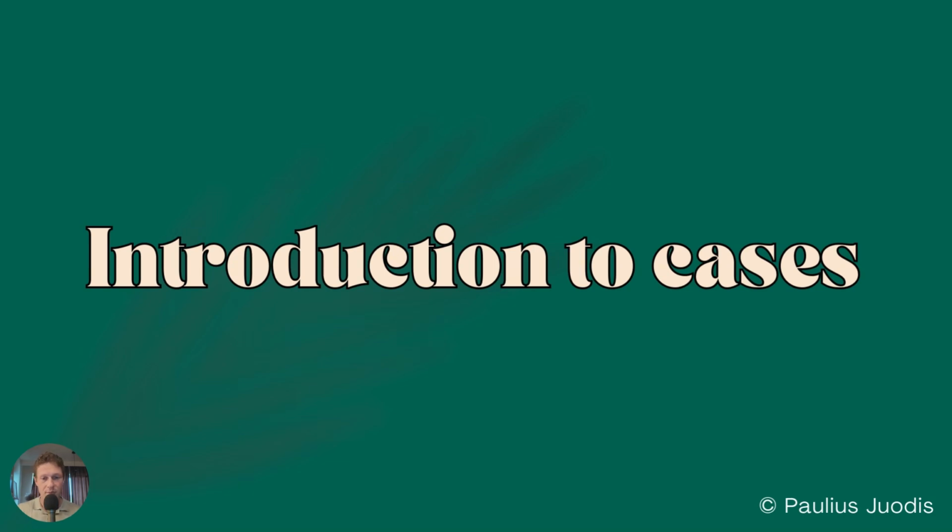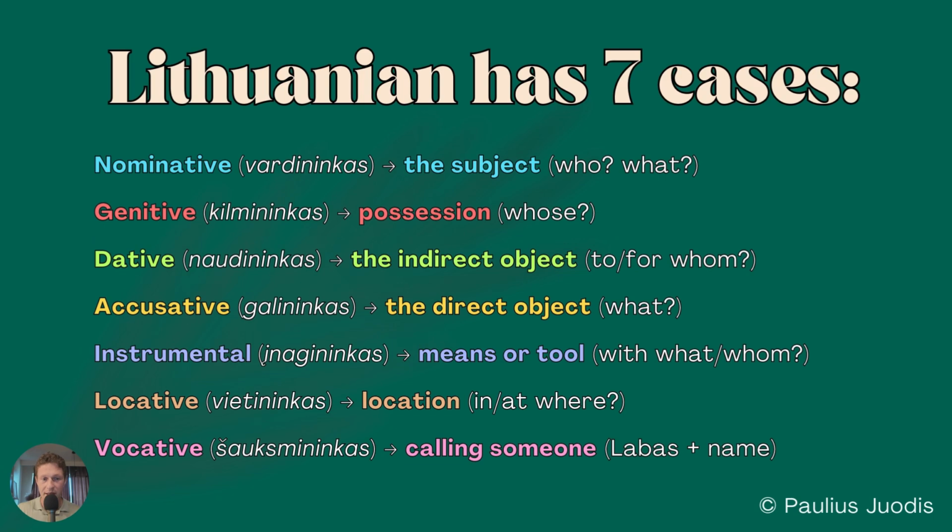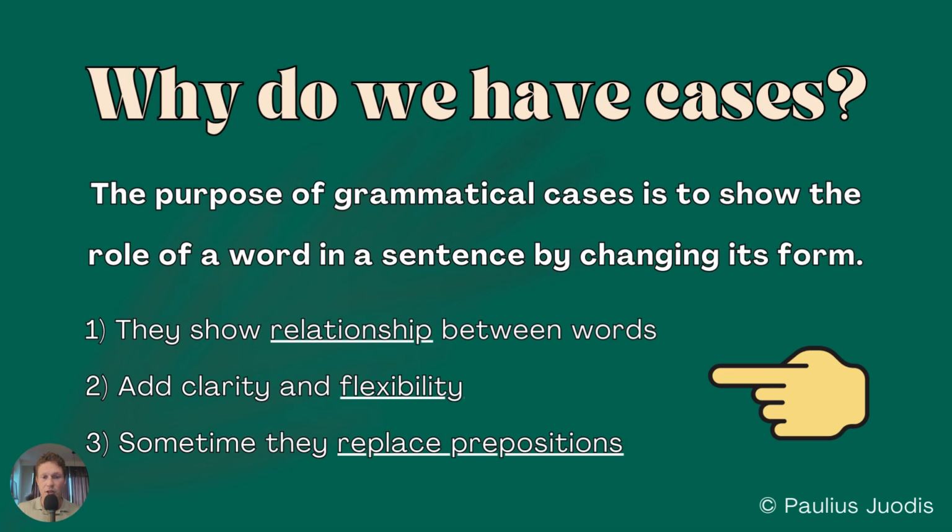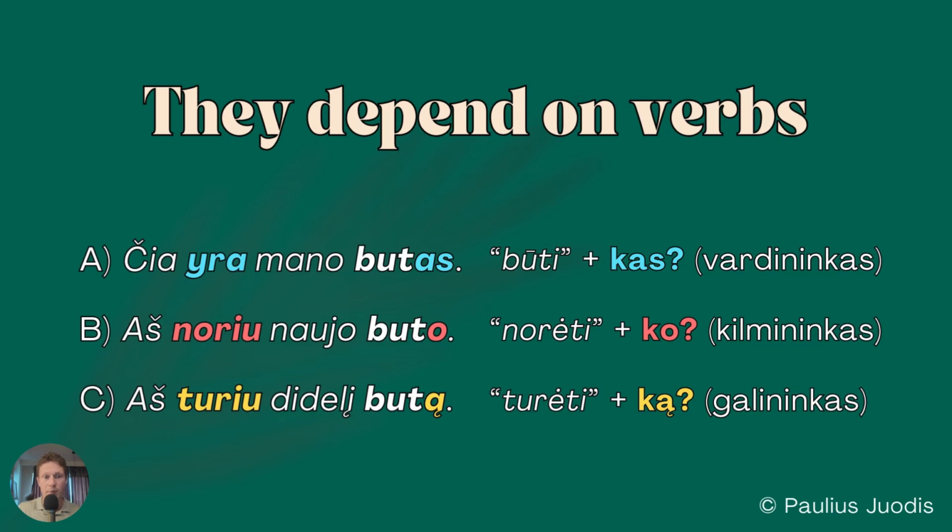So, once again, just as a recap, there are 7 cases. They show us the relationship between words, they give us a lot of flexibility, and they replace prepositions. And they're also dependent on verbs and prepositions. So, I hope it was useful.